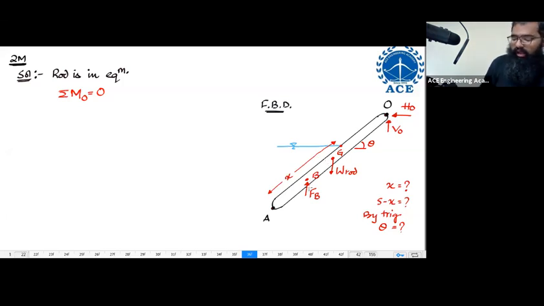So now what do I have? Over here, FB is creating a clockwise kind of movement and W of the rod is creating an anti-clockwise movement. Therefore, I can say the moment of W about O has to be, in magnitude, equal to the moment of FB about O.